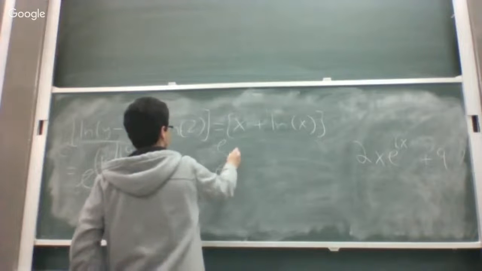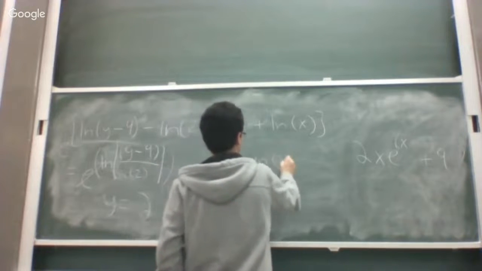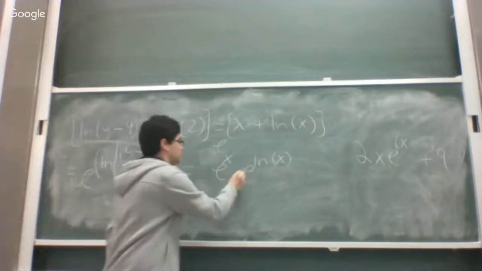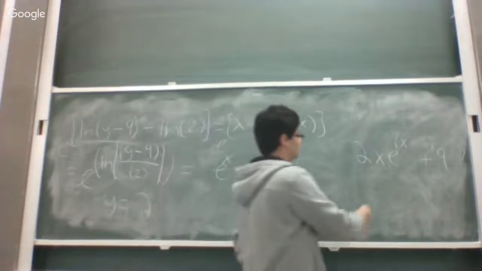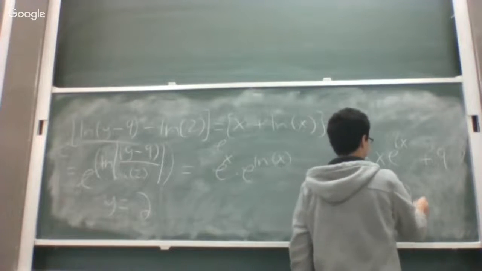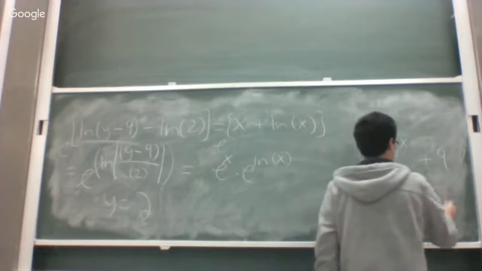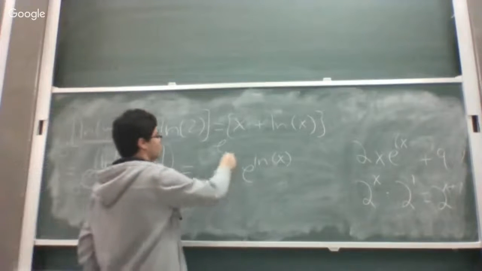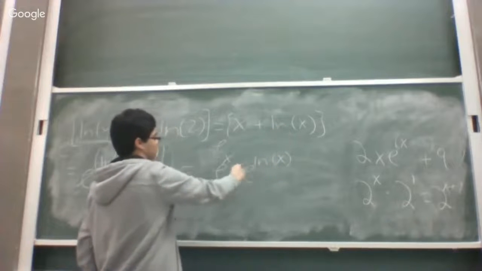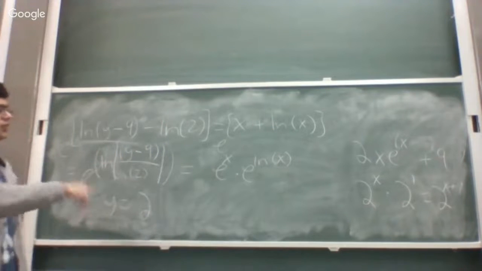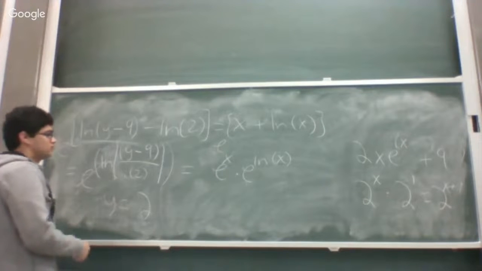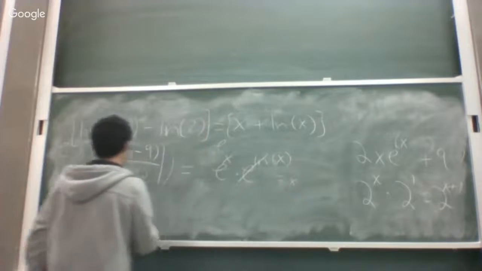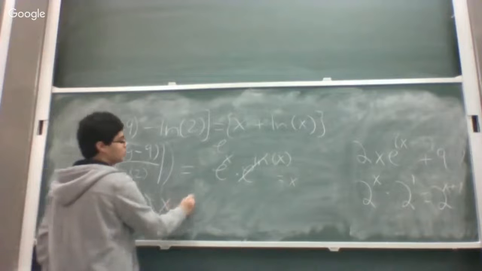This is equal to e to the x times e to the natural log of x. Does that make sense? When you multiply, you have to add the exponents. This is e to the x plus e to the natural log of x. So when you have two things of the same base with different exponents, you can add the exponents like that. So this is equal to x. So then this is equal to 2 times x times e to the x plus.